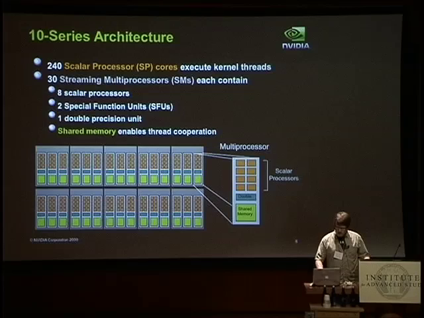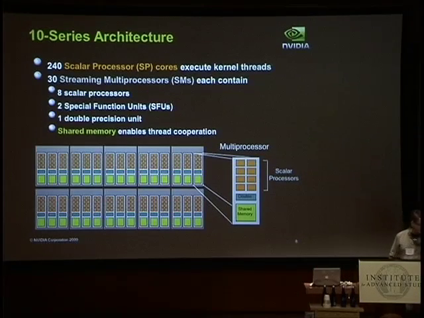For the specific chips, and on Friday you'll see a lecture on another specific chip, the Cell Broadband Engine, which is a different graphics processor. These are the Teslas from NVIDIA. They have 240 scalar processor cores. Each, typically, you can think of as executing a thread in the kernel. They're grouped into 30 groups of 8, streaming multiprocessors. They each have 8 scalar processors, 1 double precision unit, and 2 special function units. That's like the trig and the square roots.